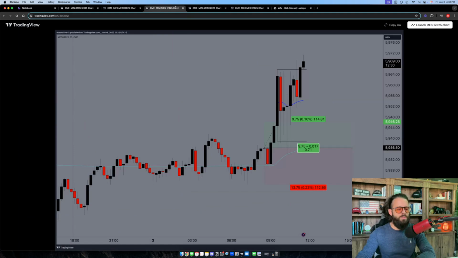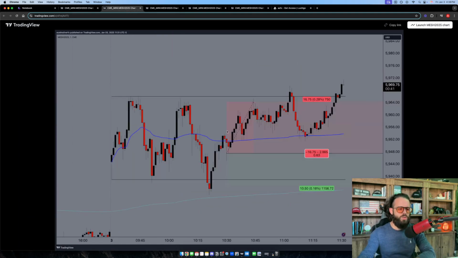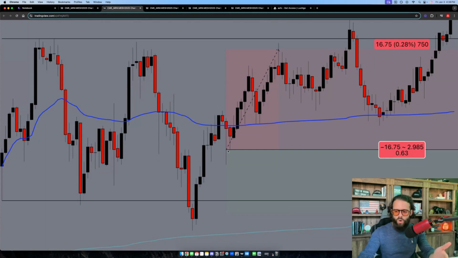Let me just give you one more example. That was a pre-market trade. Like here, this was a trade today. I wanted to be short off of New York VWAP. Very quickly, it rejects and buyers step in and take that.